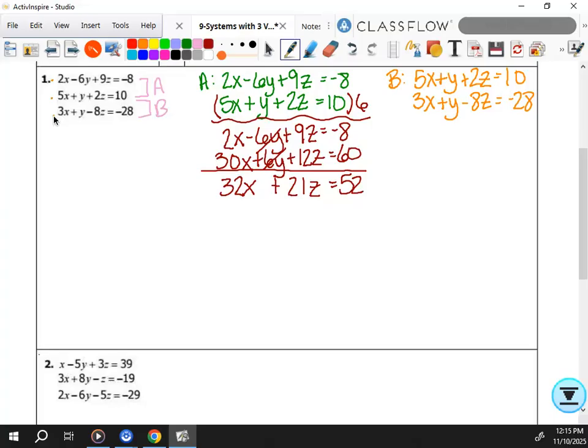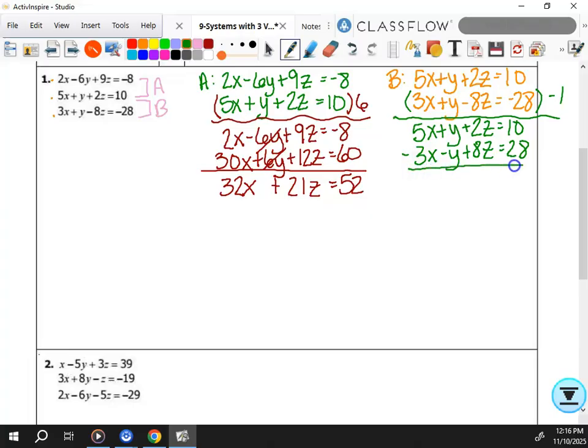I can multiply one of the 2 equations by what? Negative 1. You want to do the first one or the second one? Second one, okay. Make that by negative 1. Okay, so then I'm just going to rewrite the first one, 5x plus y plus 2z equals 10. And then negative 3x minus y plus 8z equals 28.